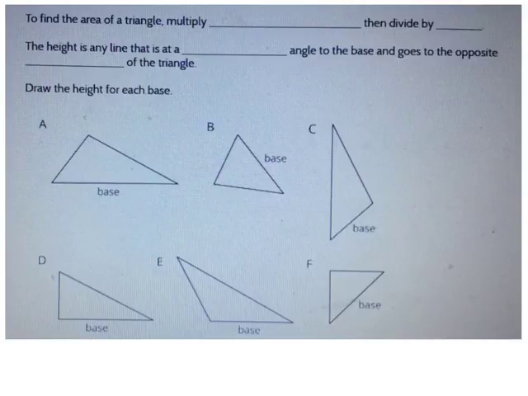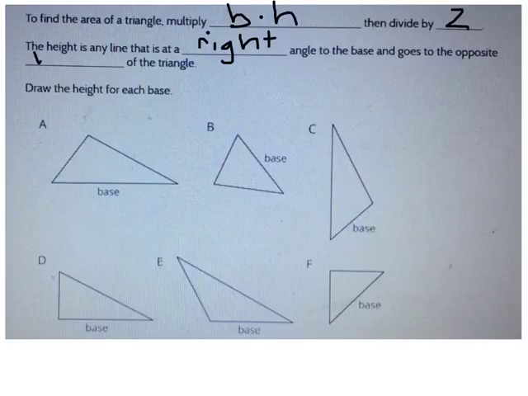Our next skill is finding the area of triangles. To find the area of a triangle, multiply base times height, then divide by 2, because a triangle is half of a parallelogram. The height is any line that is at a right angle or 90 degrees to the base and goes to the opposite vertex corner, how tall that opposite corner is, of the triangle.